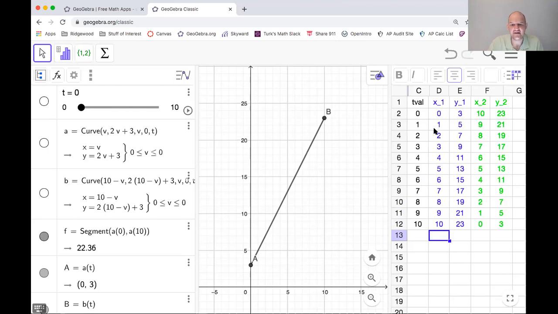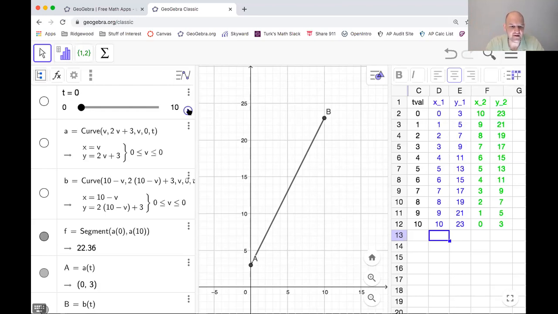But the idea here is when t is 0 for the first curve, which is just using v and then 2v plus 3, you're at the point (0, 3), then you're at (1, 5), (2, 7), and so on. And for the second curve, I use 10 minus v, and then 2 times the quantity 10 minus v, plus 3. So this is the line, but only between t equals 0 and t equals 10. If you look at the bottom of this row, you get (0, 3). The top of this is (0, 3). (1, 5), (1, 5). (2, 7), (2, 7). So I've written equations that are going toward each other. They're going to collide at some point.